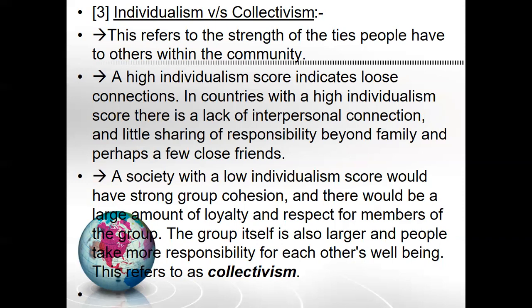But when we say the society is with low individualism, it means it has group cohesion. There is a large amount of loyalty, respect, and a larger amount of responsibility taken. So this refers to collectivism. It means unity over the individual aspect. So that's what this aspect talks about.